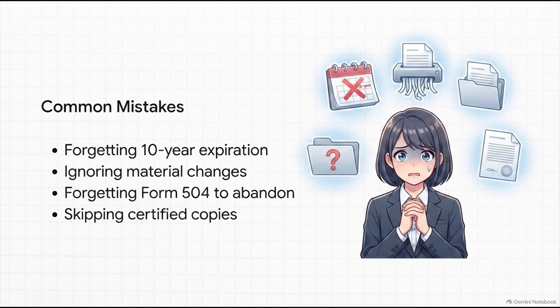Second, ignoring material changes. If your LLC changes its structural form or moves, you have exactly 60 days to file a new certificate. Third, if you stop using a name, don't just walk away. You need to file Form 504 to legally abandon it, which formally pulls it from public use. And finally, skipping certified copies. When you file, it usually costs around $15 extra for a state-certified copy. Always order one. Banks and vendors almost always demand a certified copy to open accounts or process payments.